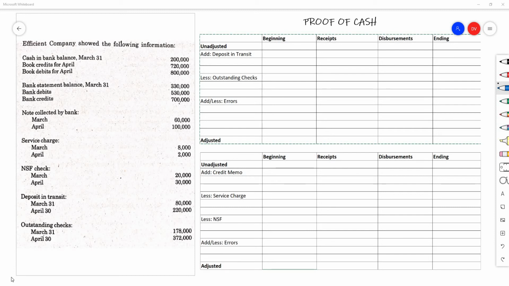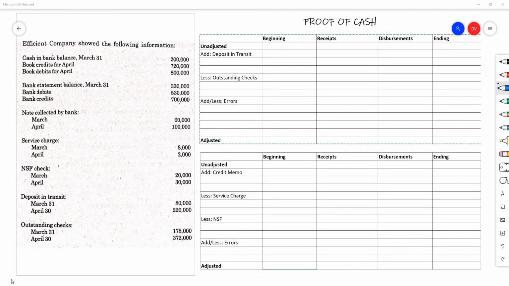Hello guys, so we will be discussing now, this is actually part of bank reconciliation. So we call this proof of cash. This is also known as to-date bank reconciliation. So to-date, dalawang date na bank reconciliation.